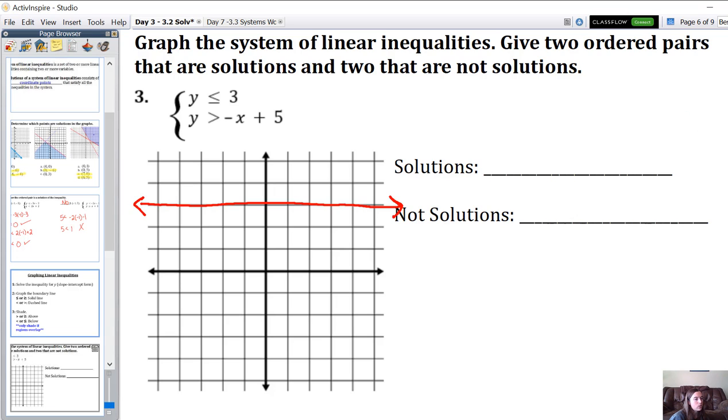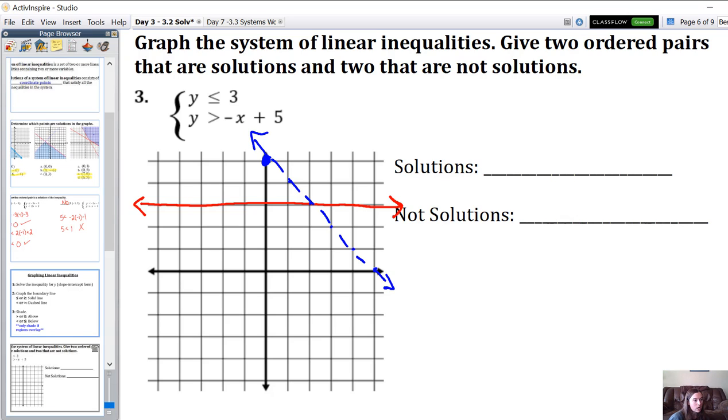Then, y is greater than negative x plus 5. I'm going to start by plotting the y-intercept. So we're going up 5. There's our y-intercept. And then we have a negative slope of 1. So we'd go down 1 and to the right 1 to find some other points. And this time it's strictly greater than, so we're going to do a dashed line through those points.